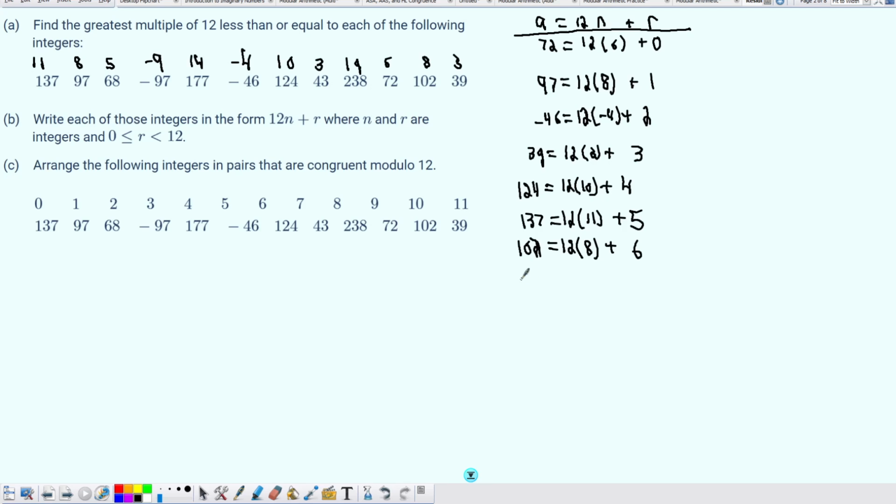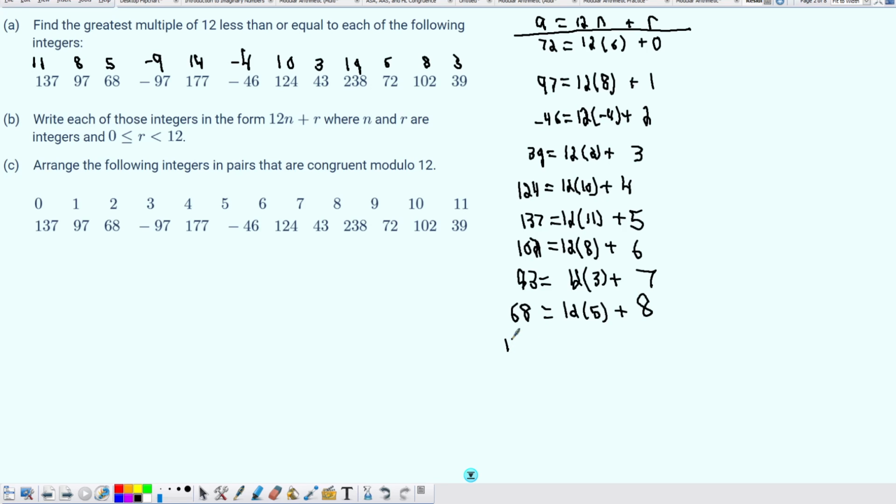After that, we have positive 43, which is 12 times 3 plus 7. 68, which is the same as 12 times 5 plus 8.